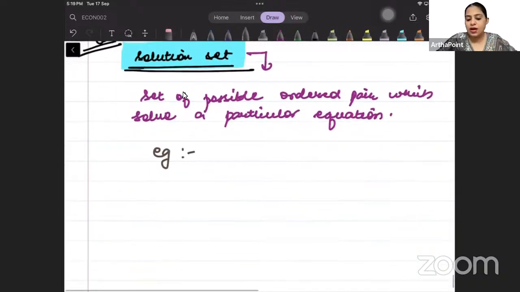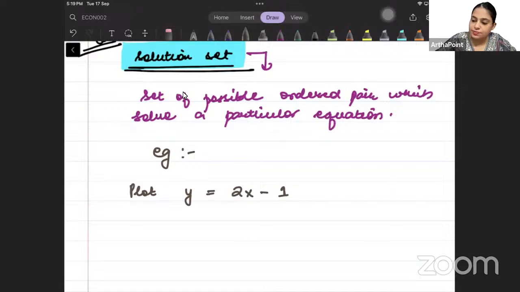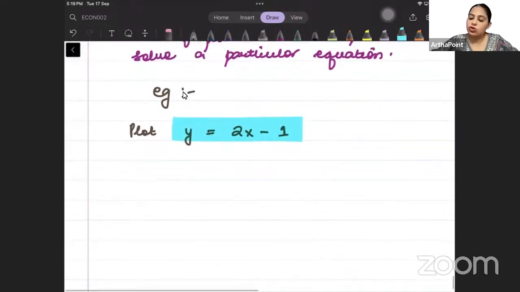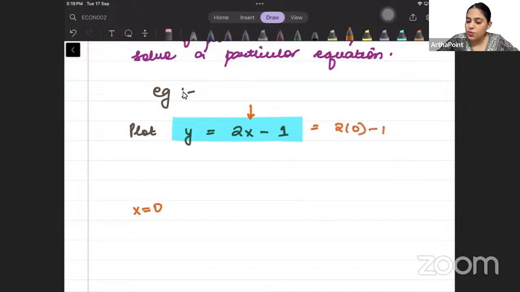सो बेटा, question number 1. Plot y is equal to 2x minus 1. Now I need the solution set of this. Solution set of y is equal to 2x minus 1. तो क्या करेंगे? We will take some values of x and find values of y. So let x be 0. If I put 0 here, तो क्या आ जाएगा? 2 into 0 minus 1. So I will get y as minus 1.